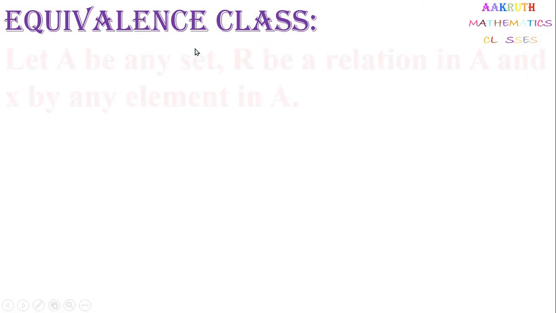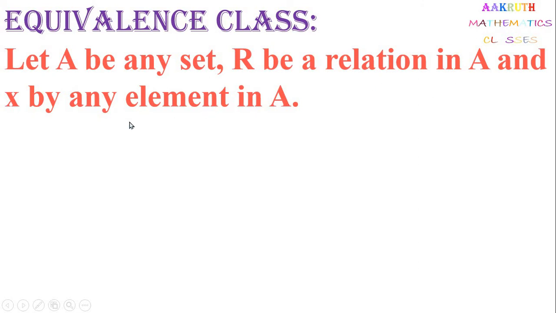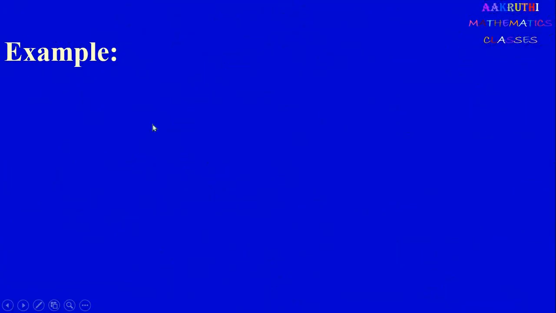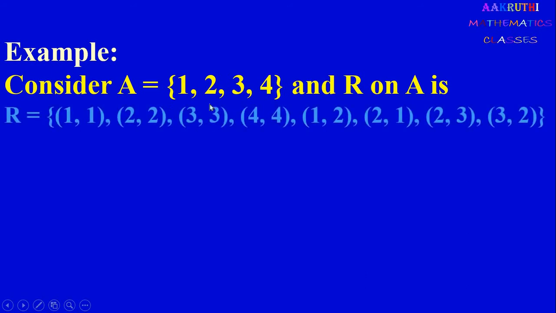Now we consider one set A, R is any relation in A and X is any element of A. Then the set of all elements which are related to X by the relation R is called the equivalence class containing X, and it is denoted by this symbol. Consider one example. Take set A equal to {1, 2, 3, 4} and relation R on A.